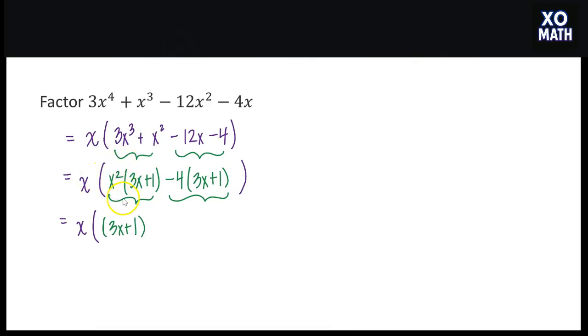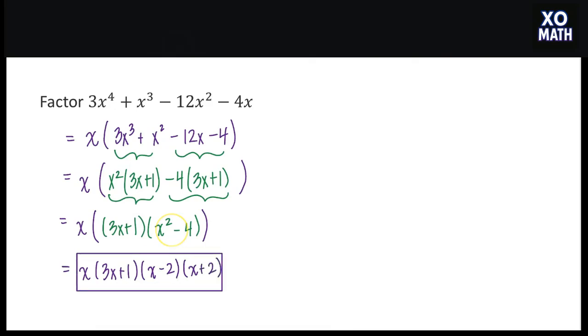And then we have an x squared left from the first term. And from the second term, we have a minus 4. Okay, so now x squared minus 4 should be standing out to us as the difference of squares. It's x squared minus 2 squared. So our final answer here is going to look like x times the quantity 3x plus 1 times the quantity x minus 2, times the quantity x plus 2. So greatest common factor, factor by grouping, and the difference of squares.